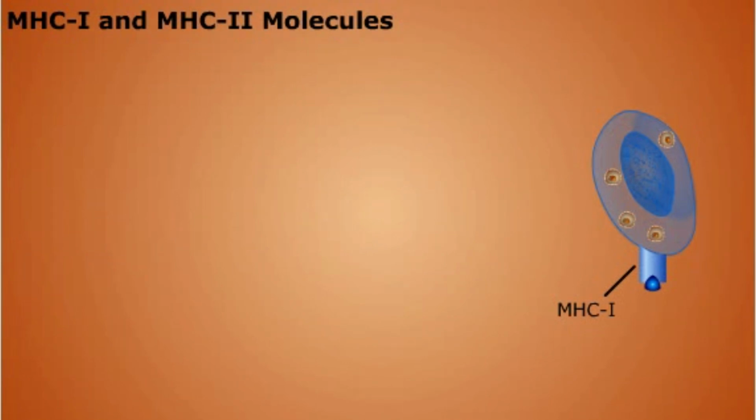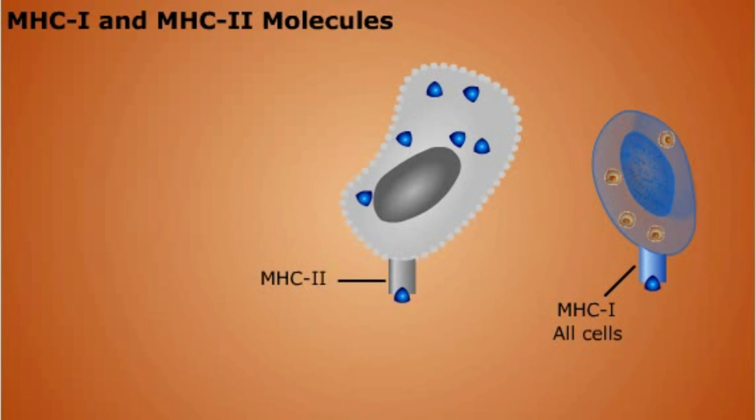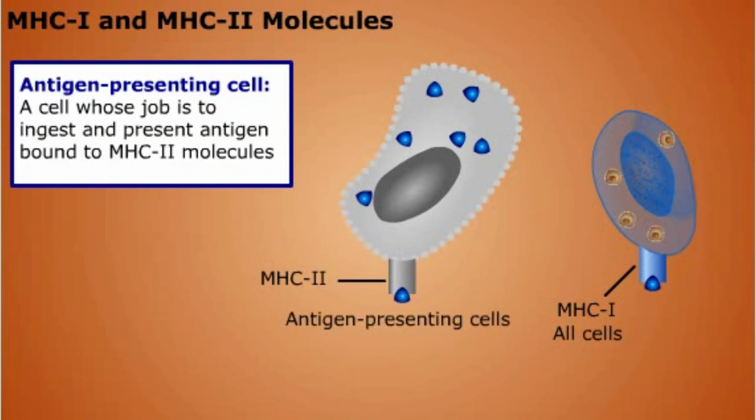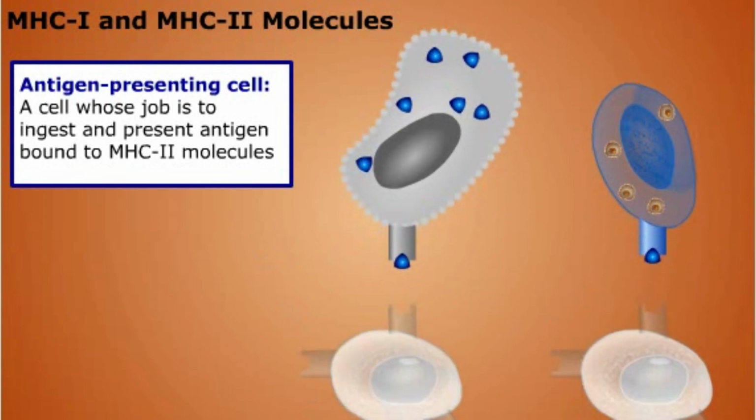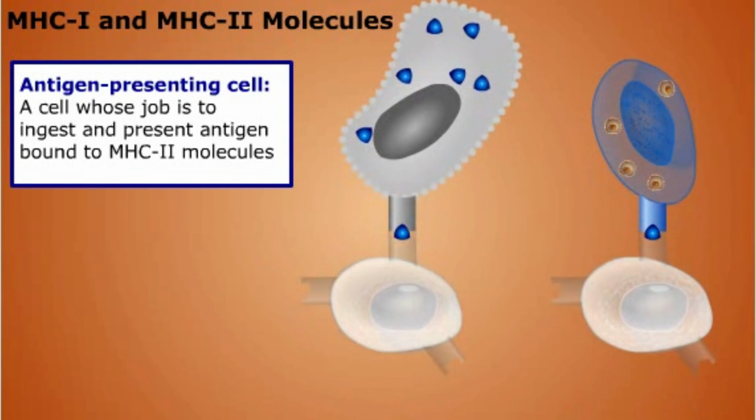MHC1 molecules are found on the surface of all cells. MHC2 molecules are found only on the surface of specialized antigen-presenting cells, including macrophages and B cells. The specific immune response begins when a lymphocyte recognizes that the MHC molecule or the antigen it is presenting does not belong to the body.